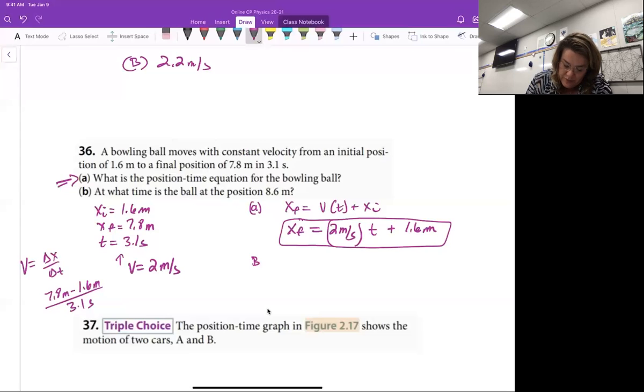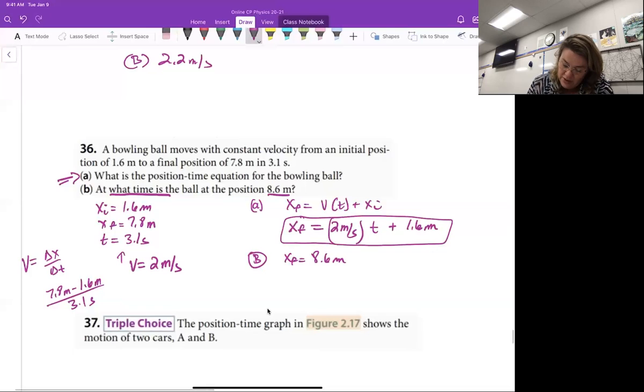Now, B, at what time is the ball at position 8.6? This is the whole point of having an equation for motion. Now I can make some predictions. So I'm going to find the time that the ball is located at 8.6 meters. That will be its final location, 8.6 meters, okay? And so I want to know at what time. So I'm going to use this equation to solve for t. So I've got to rearrange that equation.